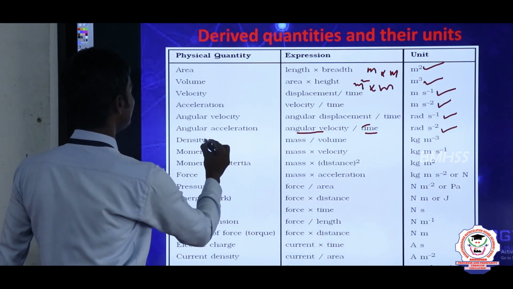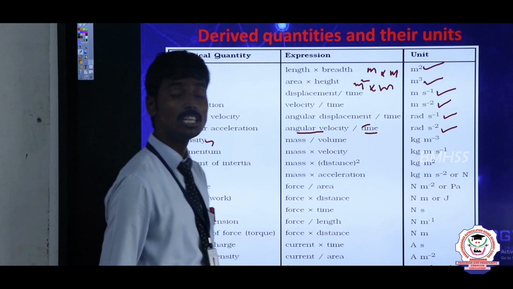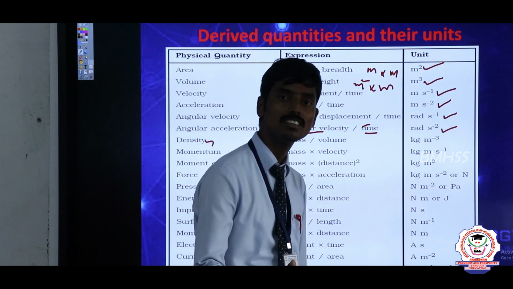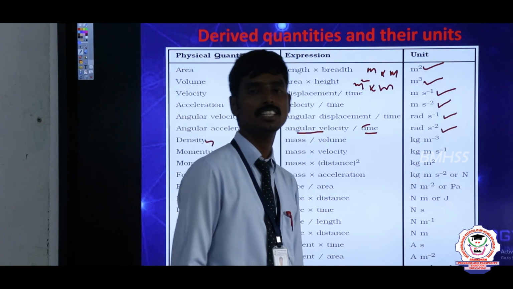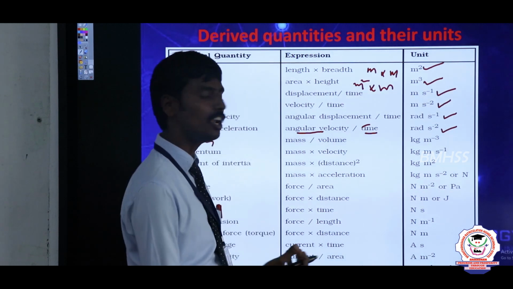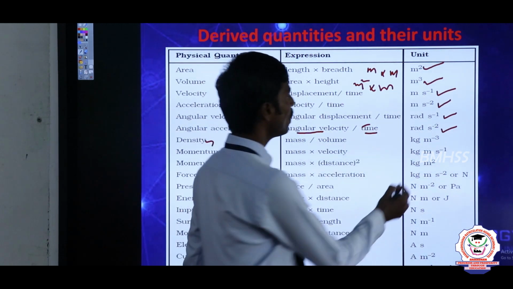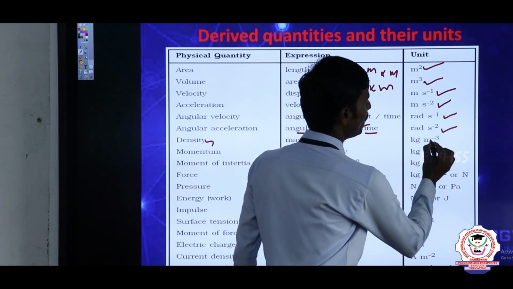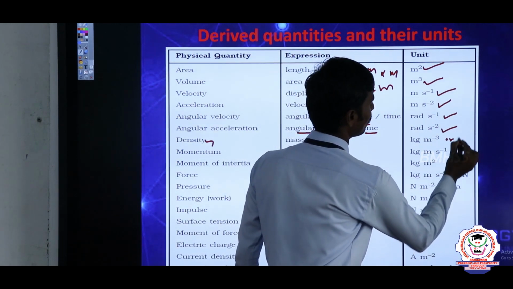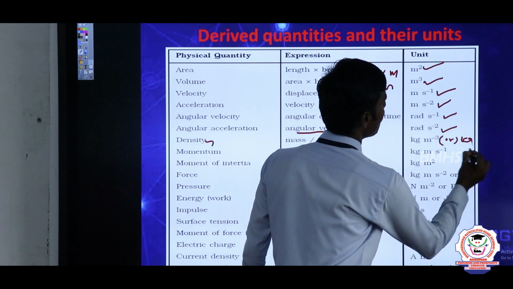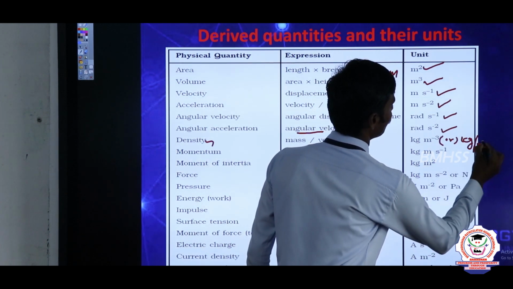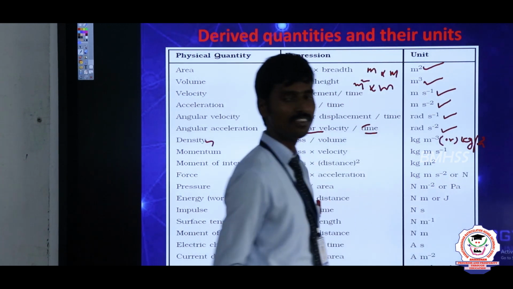The next one is density. Density, you know very well, is mass by volume. What is the unit of mass? The SI unit of mass is kilogram divided by volume. We know the unit of volume is meter cube. So kilogram meter power minus 3, or say kilogram per meter cube. This is the unit of density.